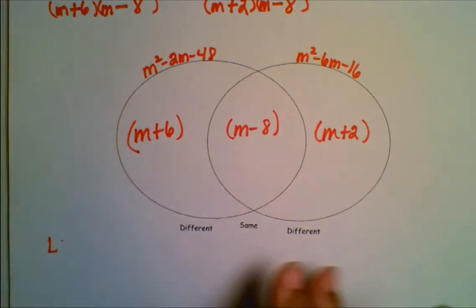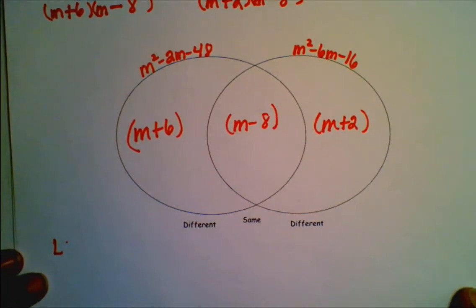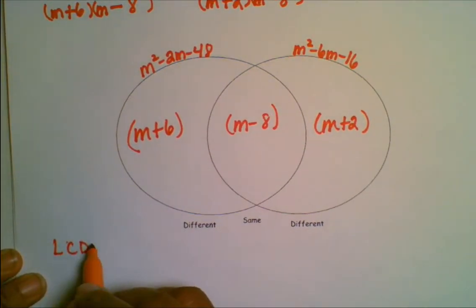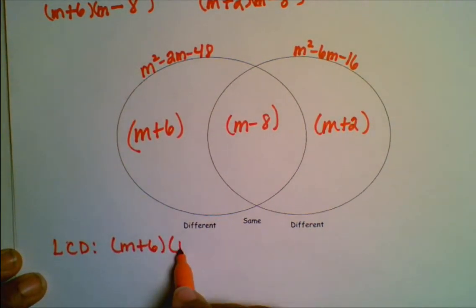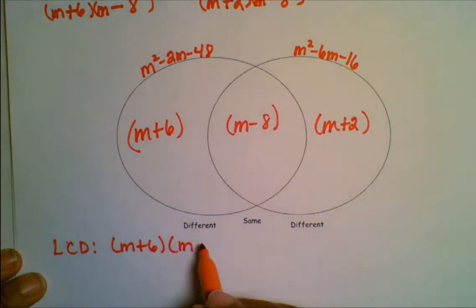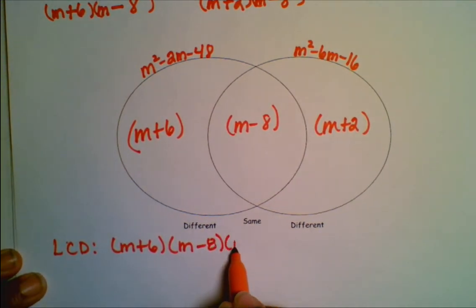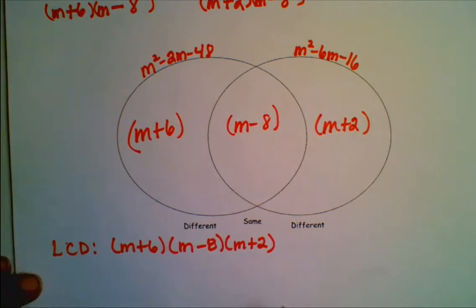So to find the LCD, multiply all parts in the Venn diagram. We'll just bring it together. So m plus 6 times m minus 8 times m plus 2. And that is our LCD.